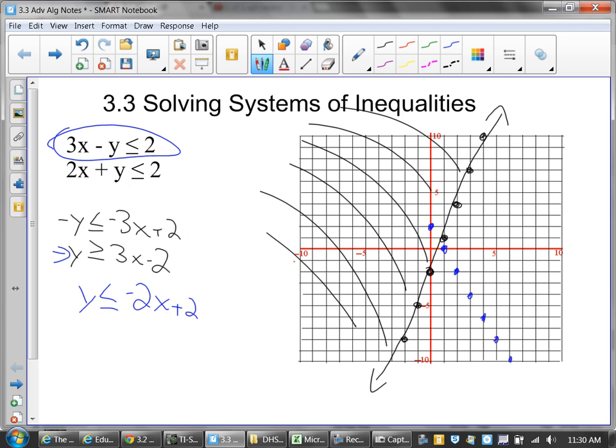Is this going to be a solid or a dotted line again? That's solid. Did it go through the origin? Is 0 plus 0 smaller than 2? Yeah.